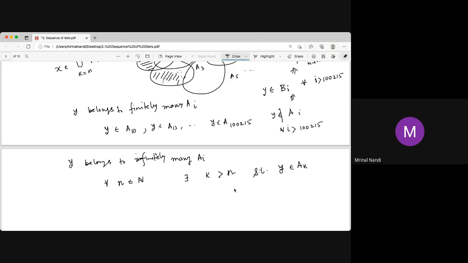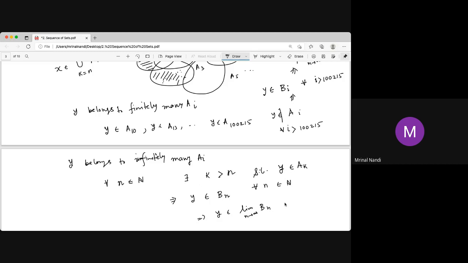So what is the meaning? If y belongs to at least one Ak, that means y belongs to the union over this. So y belongs to Bn. There is at least one set, so it belongs to the union. So y belongs to Bn for all n. That means y is actually in the limit, in the intersection.